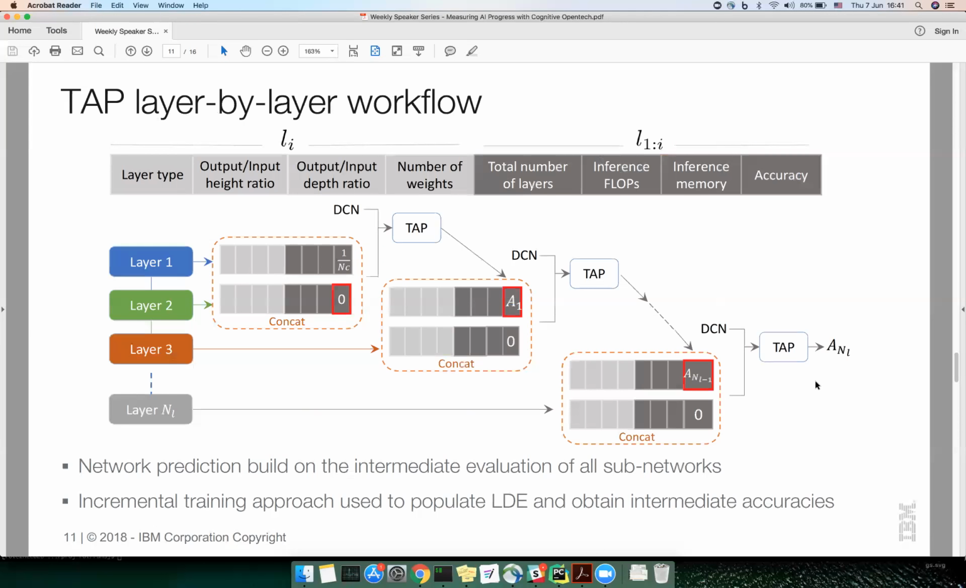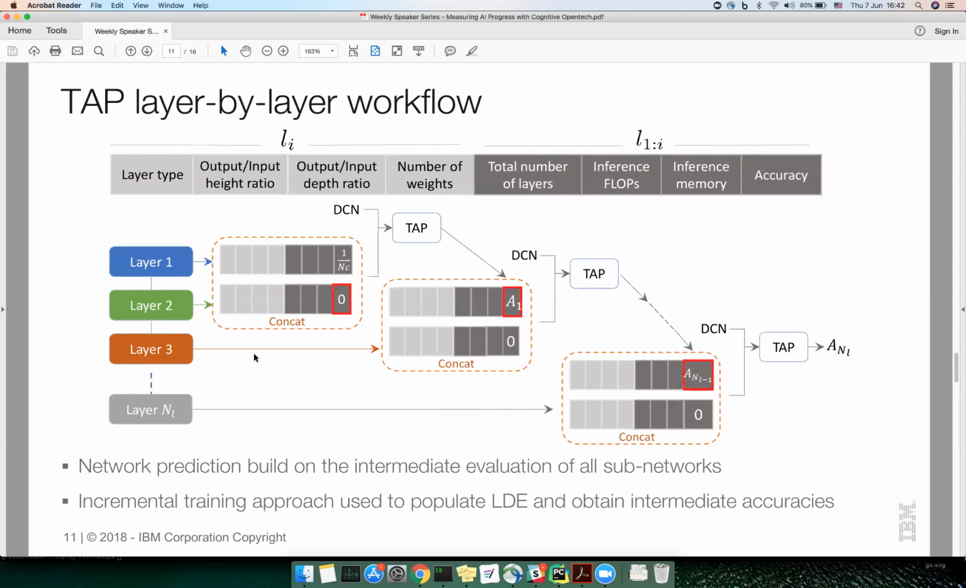Now, the TAP is encoding the networks layer by layer based on an encoding vector, which contains relevant information about the current layer, but also about the subnetwork up to the layer. So if we want, for example, to encode layer 3, we encode information about layer 3, but also information about parameters between layer 1 and layer 3.